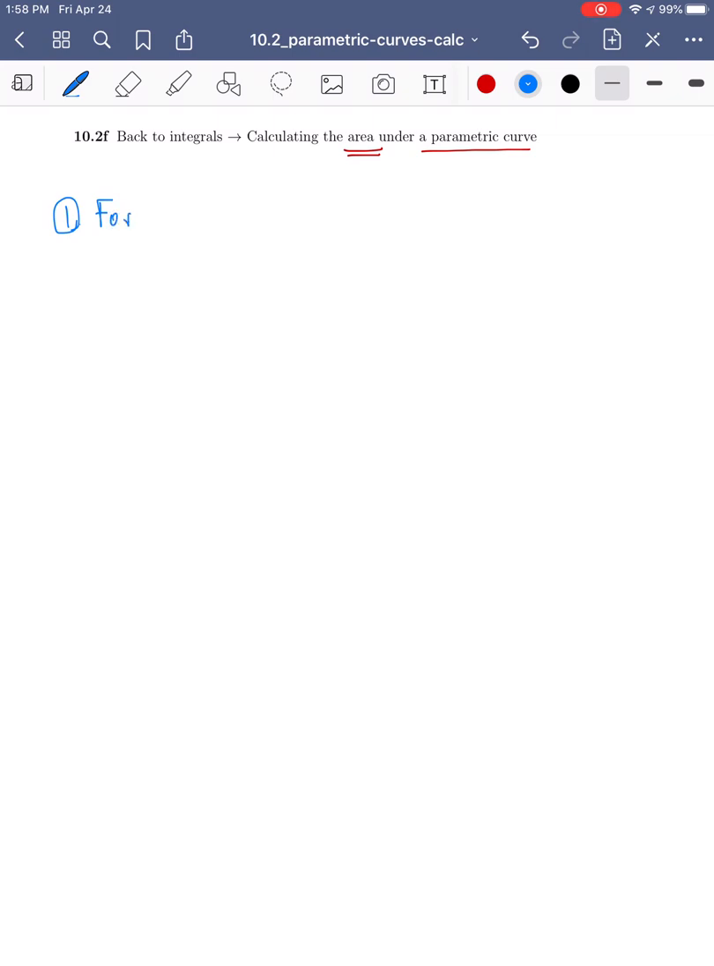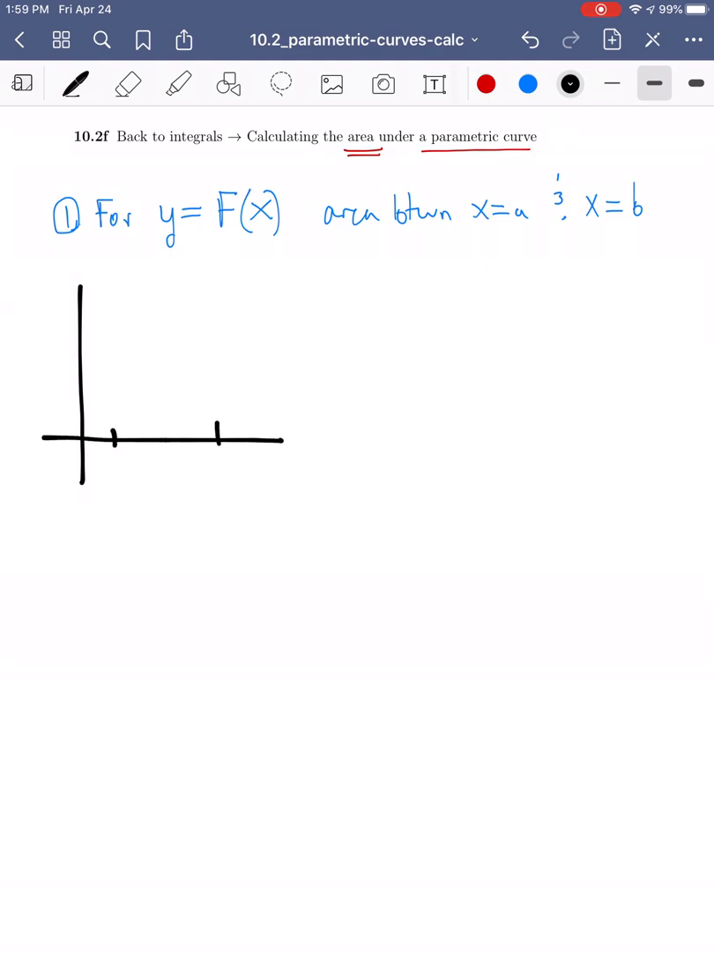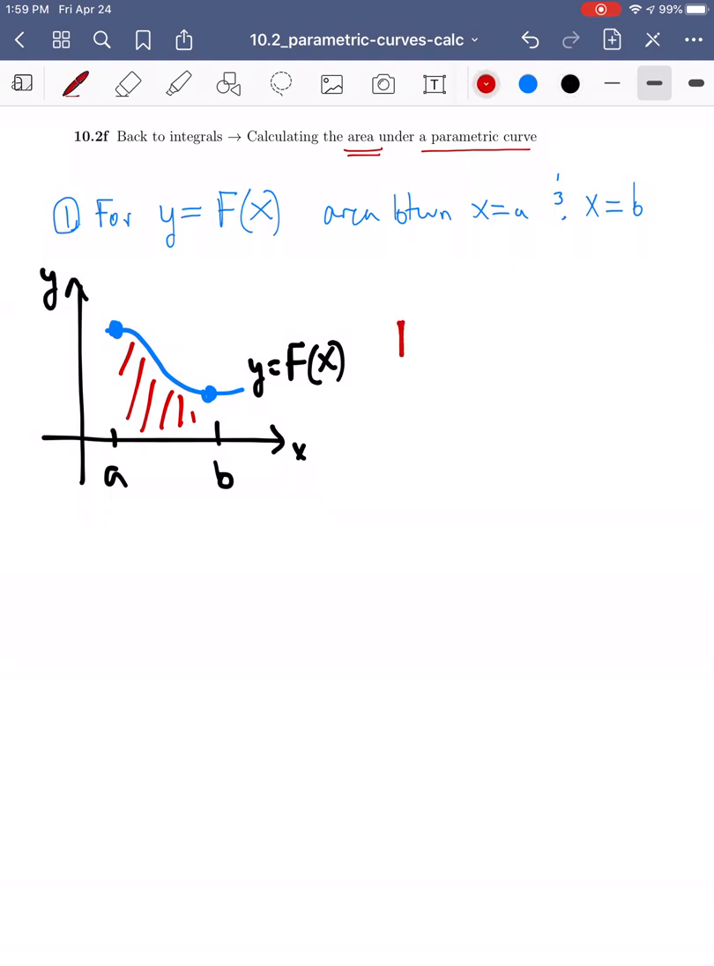So stepping away from parameterizations for a moment, when we have y equal to, say, a capital F function of x, and we want to know the area between, say, x equals a and x equals b. Let's just arbitrarily draw some function, say from a to b. Our function does something, but we only care about the area underneath here. The way we could figure out this area was just by doing a definite integral, the definite integral from x equals a to x equals b of our function f of x dx.